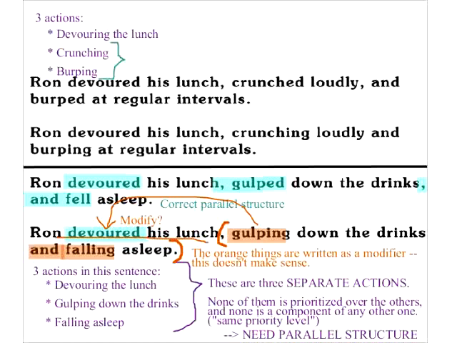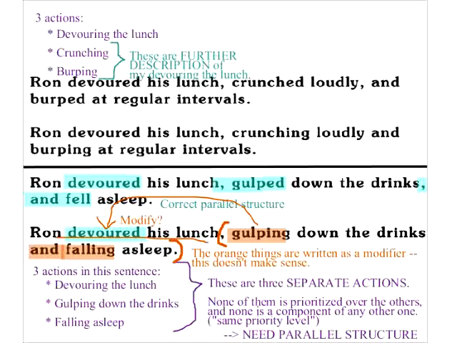So it doesn't make sense to put these in a parallel structure because they're not supposed to be parallel. These two are further description of my devouring the lunch.